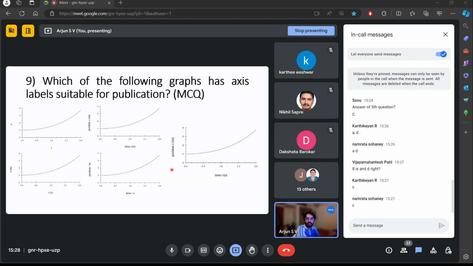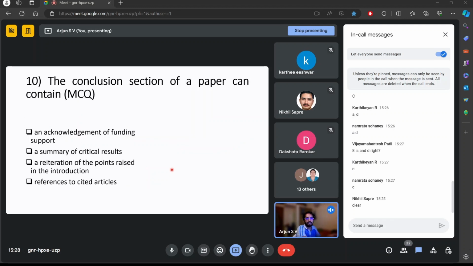I hope no one has any doubts with it. So I'll move on to the last question. The conclusion section of a paper can contain, it's an MCQ, an acknowledgement of funding support, a summary of critical results, a reiteration of the points raised in the introduction, or references to cited articles. Only one option is correct. So it will be B, a summary of critical results. Whatever you have mentioned in methods and discussion, you should highlight and mention in the conclusion. A conclusion should always have a graceful ending. It should not have an abrupt ending to an article. So yes, B is correct.